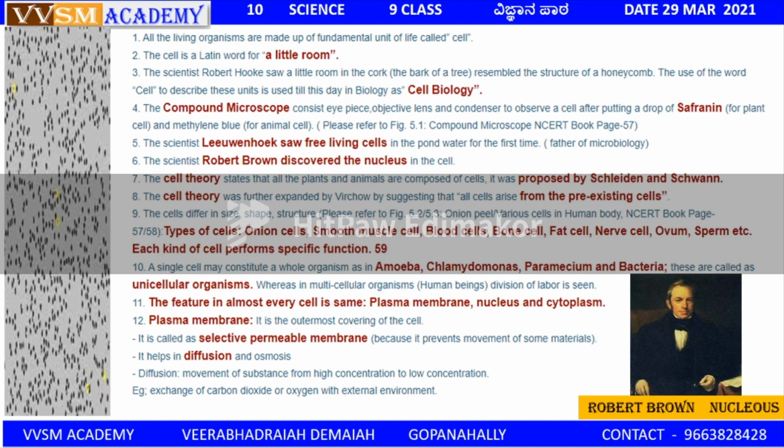The scientist Robert Hooke saw the little room in the cork. The bark of the tree resembled the structure of a honeycomb. The use of the word cell to describe these units is continued to this day in biology as cell biology. Then compound microscopes and simple microscopes help us to know the components of the cell.